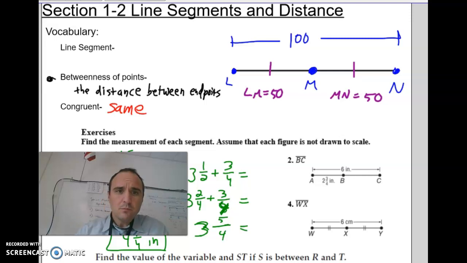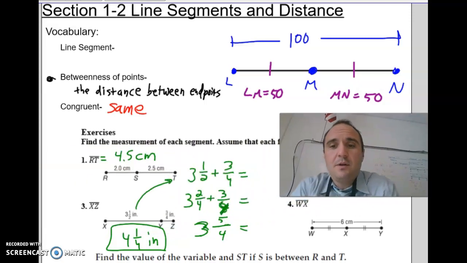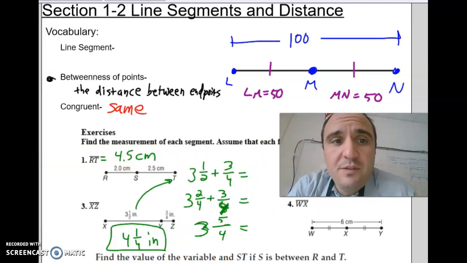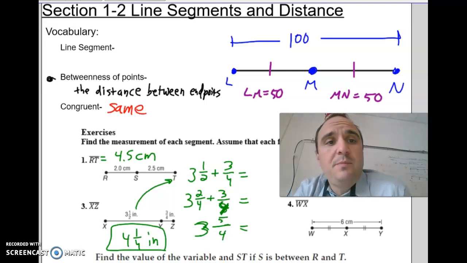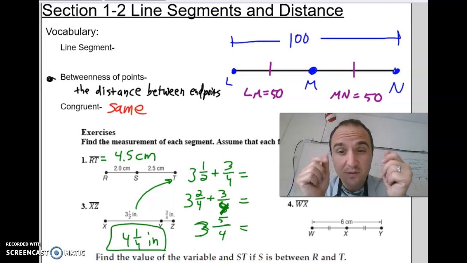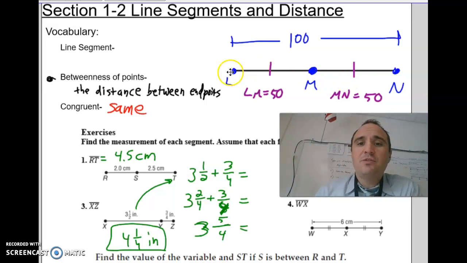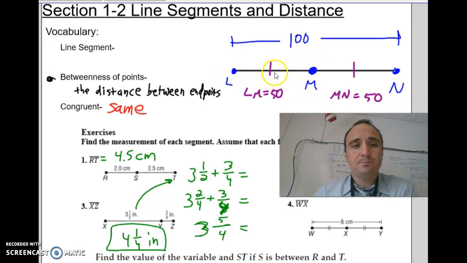So I'm going to go over the line segments and distance notes that we went over today. As we look at line segments and distance, we went over the definition of a line segment. A line segment is any time you have a line, but it has endpoints and it doesn't go on forever. We call that a line segment. And the way we measure that is LM's line segment is 50. I told you betweenness is very important because it's the distance between endpoints.